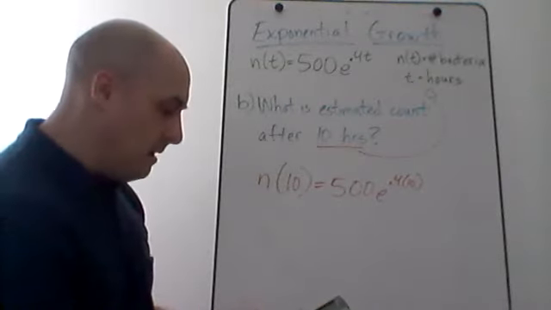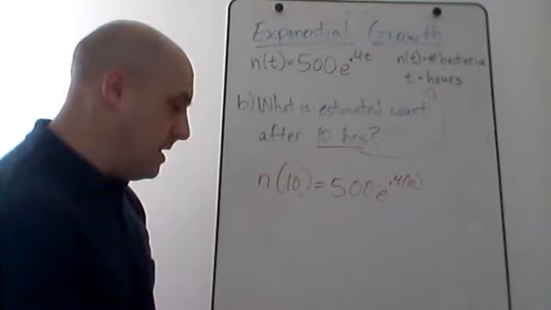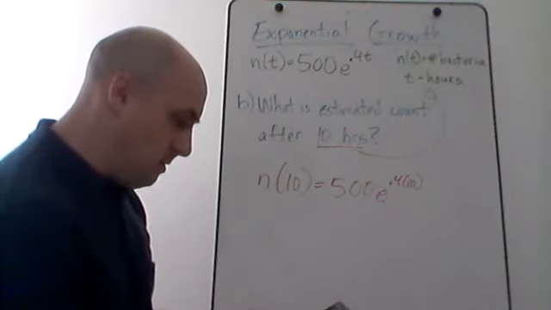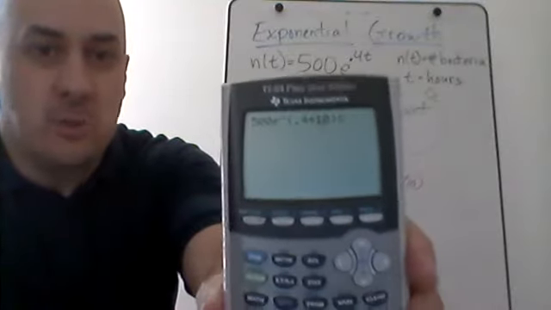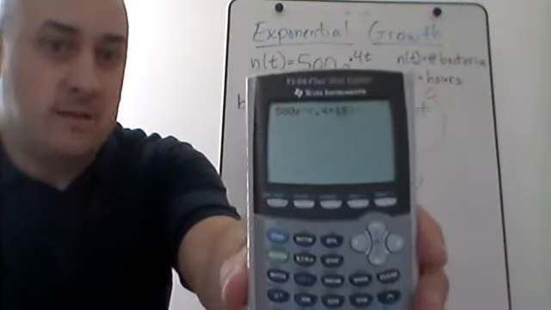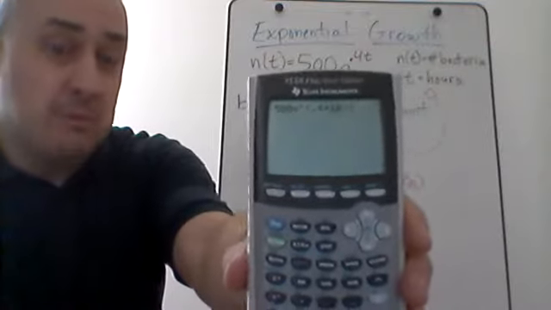All right, so 500 times E to the power 0.4 times 10. Notice one little thing about putting this in the calculator. Notice when I do E to the power 0.4 times 10, I put 0.4 times 10 in one single parentheses.